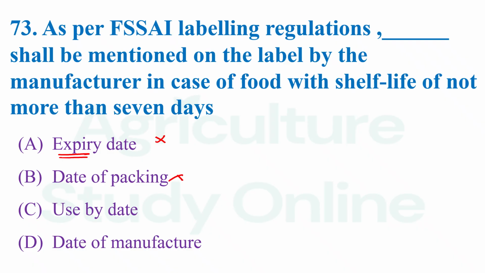Use by date. So this is the correct option, since it is mandatory for foods with shelf life less than 7 days. It indicates the last date for safe consumption, and it is important for perishable foods. Next, date of manufacture. It shows when the product is made. It does not indicate its safety limit. So the correct option should be C, that is use by date.